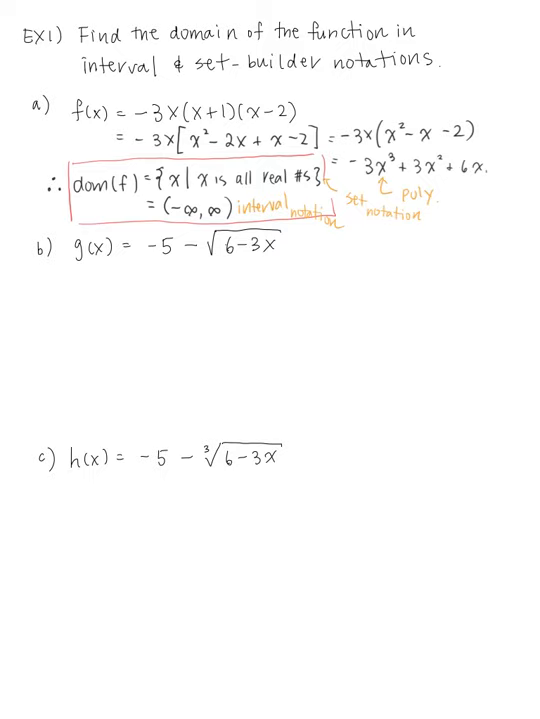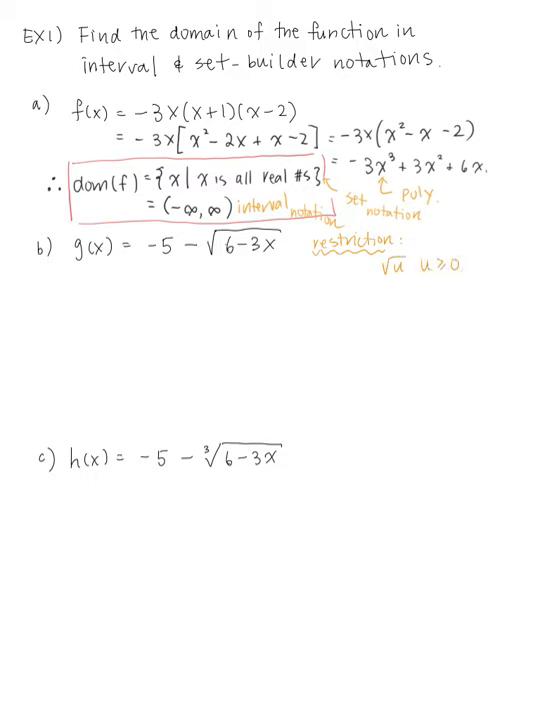All right, let's look at part B. g of x equals negative 5 minus the square root of 6 minus 3x. Now, since we're given the even root, let me just write this out. The restriction is that whoever sits inside of the even root has to be greater or equal to 0.